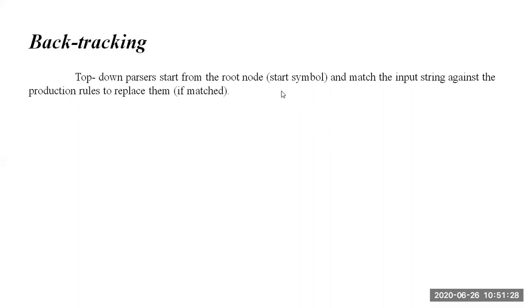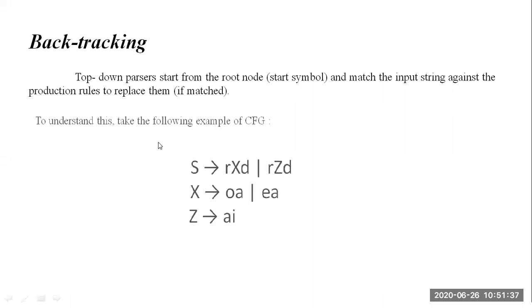See, top-down parsers start from the root node, that is the start symbol, and match the input string against the production rules to replace them. If any production rule matches, it keeps replacing and proceeding.